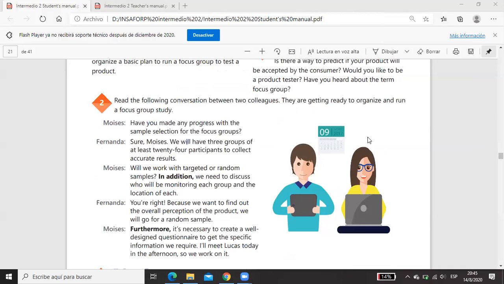Had you made any process with the sample selection from the focus groups? Sure, Moises. We will have three groups of at least 24 participants to collect accurate results. Will we work with target and random samples? In addition, we need to discuss who will be monitoring each group and the location of each. Please. You're right, because we want to find out the overall perception of the product, we will go for a random sample. Yes.